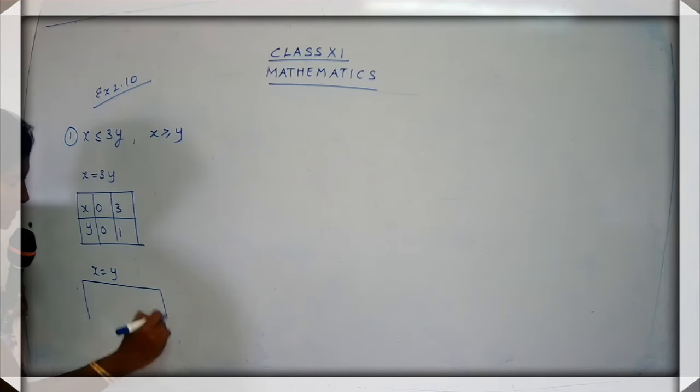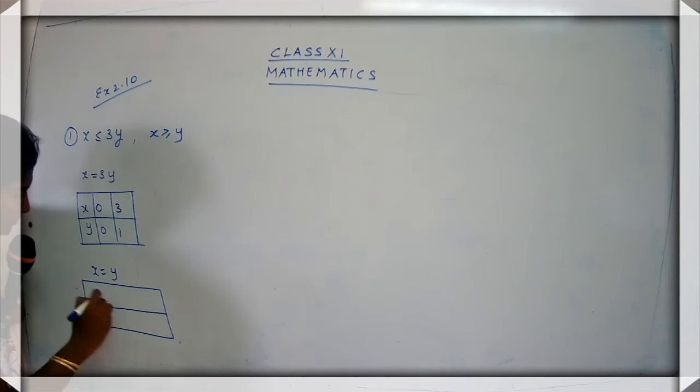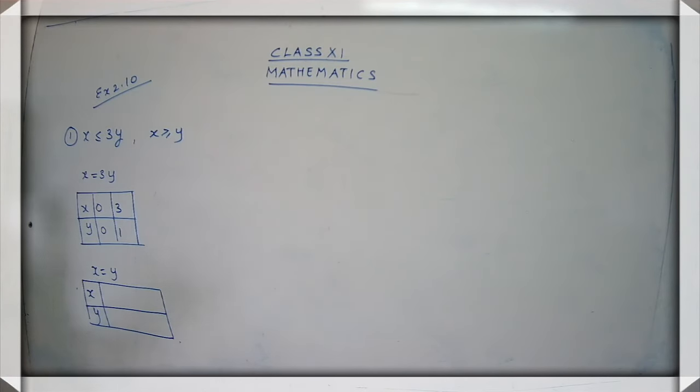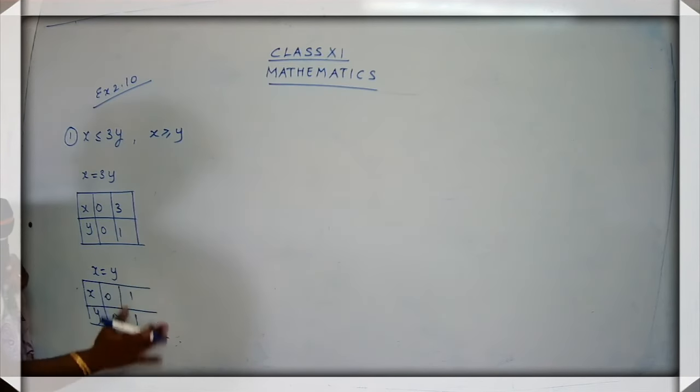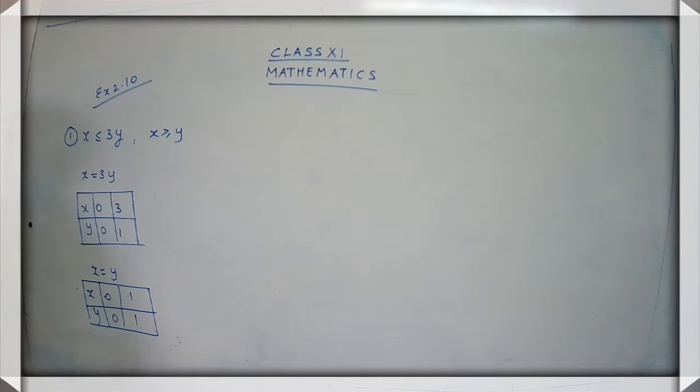For x equals y, again we take a table and fill in any 2 values. No need for many values; 2 or 3 values are enough. If I take x equal to 0, y is 0. If I take x as 1, y will be 1. So I have made the tables for x equals 3y and x equals y. Complete the table, children. You have to be a little quick.